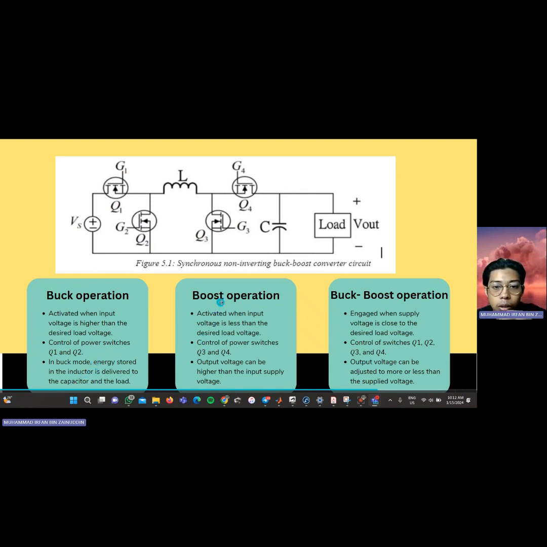For the second operation, the boost operation, this mode will be activated when the input voltage is less than the desired load voltage. By controlling Q3 and Q4, the voltage can be increased, so the output voltage can be higher than the input supply voltage. The third one, the buck boost operation, will engage when the supply voltage is close to the desired load voltage, by controlling all the switches Q1, Q2, Q3, and Q4 alternately. So the output voltage can be adjusted to be more or less than the supply voltage.